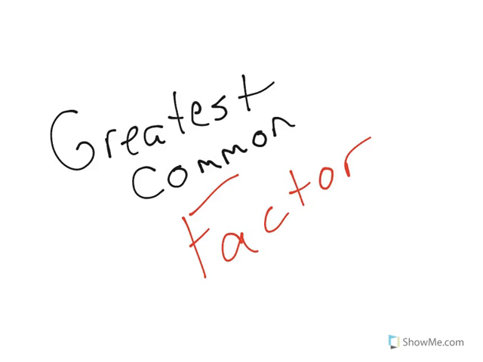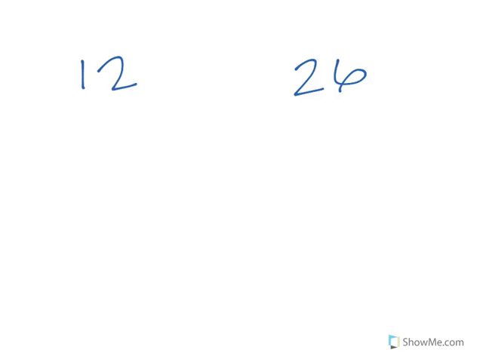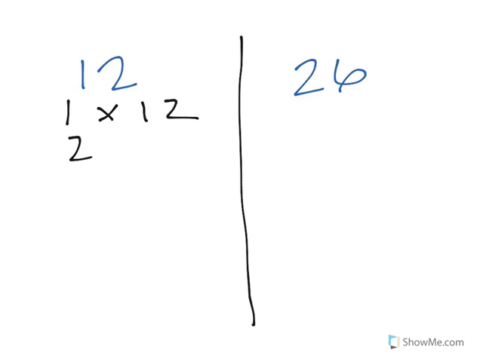The greatest common factor. Remember that the factors are the two numbers that you multiply. So we are going to be figuring out common factors for numbers. So let's say we have 12 and then we have 26. The first thing we need to do is list all the factors of 12. We have 1 times 12, 2 times 6, 3 times 4.